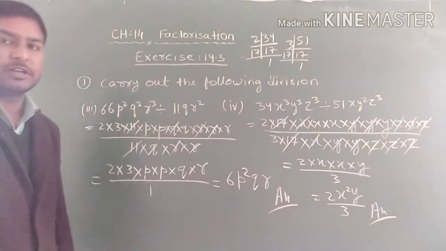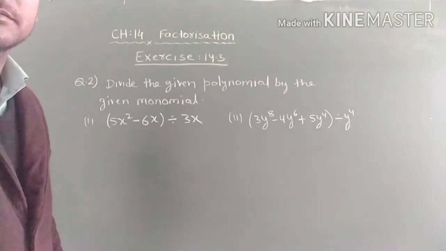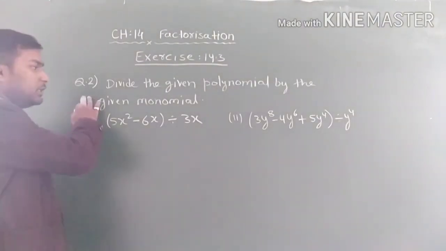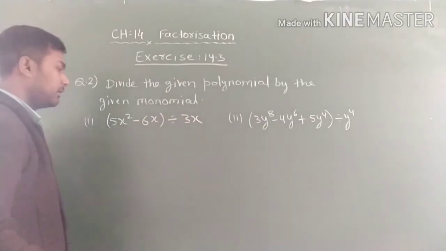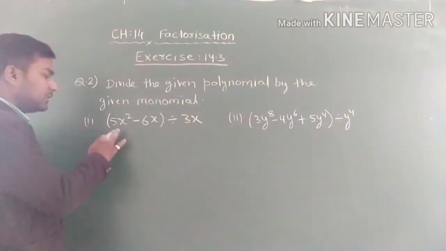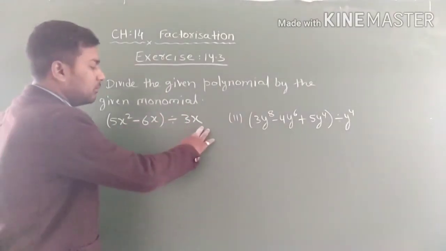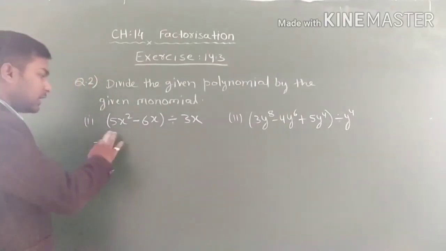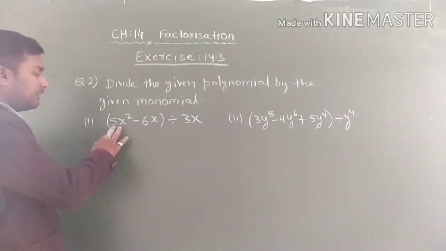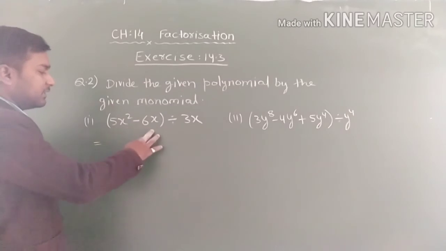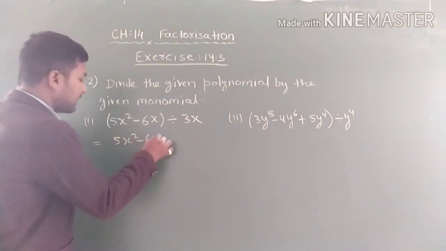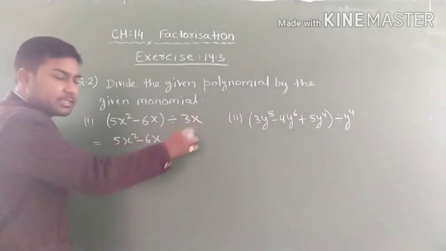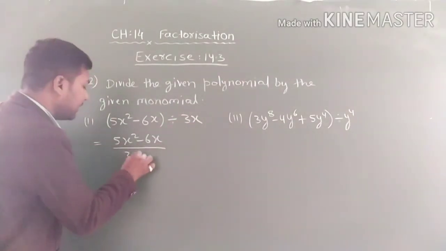Now next, question number 2. Divide the given polynomial by the given monomial. So we have to divide this polynomial by the monomial. So just write it. 5x square minus 6x, it is given here. So it will be 5x square minus 6x divided by 3x.